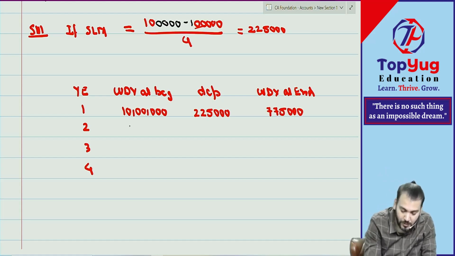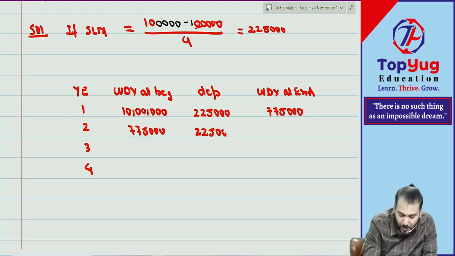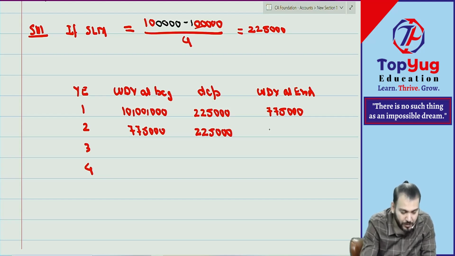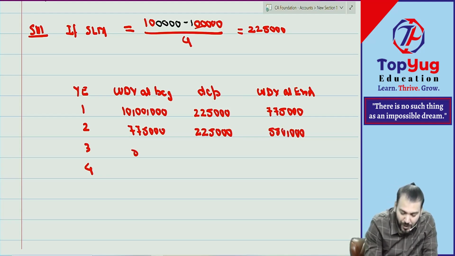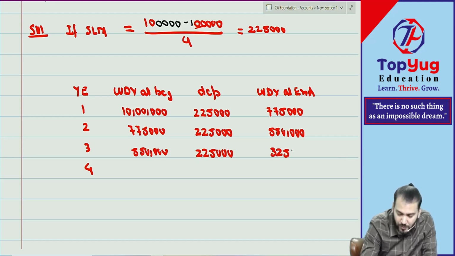7,75,000. Then this will be 2,25,000. This will be how much? 5,50,000. Then 5,50,000, this is 2,25,000. This will be 3,25,000. Then 3,25,000 minus 2,25,000.